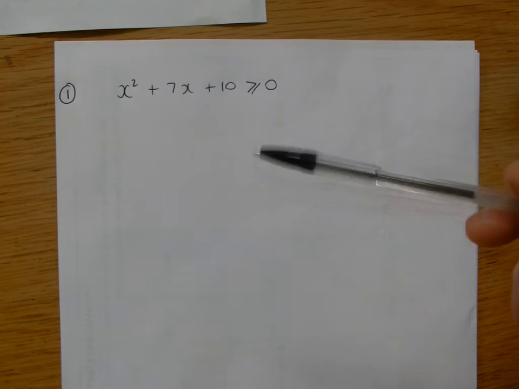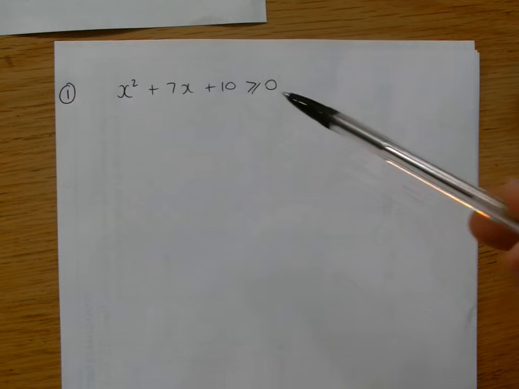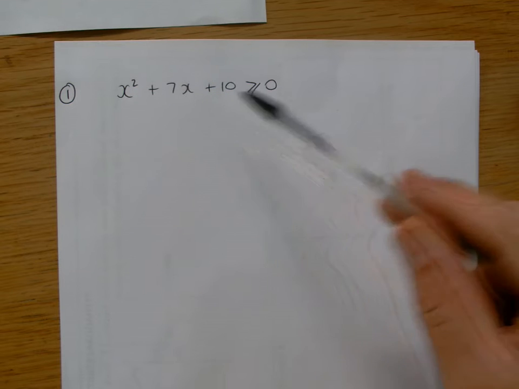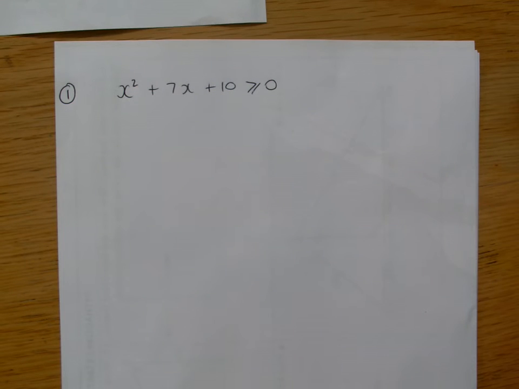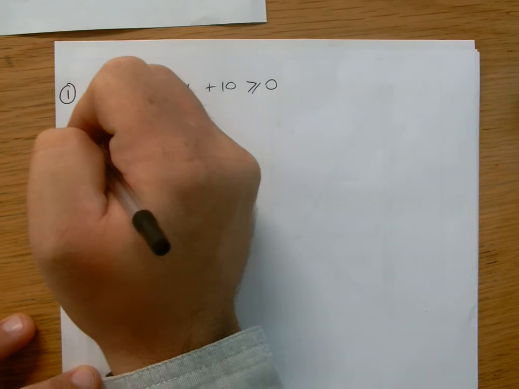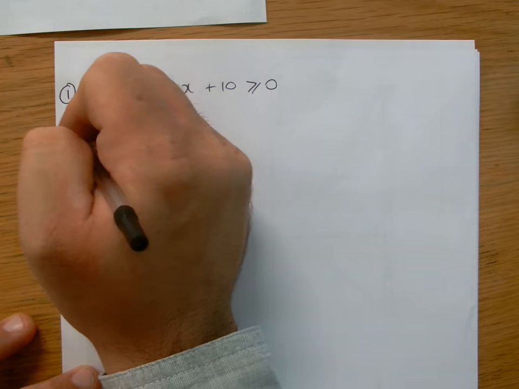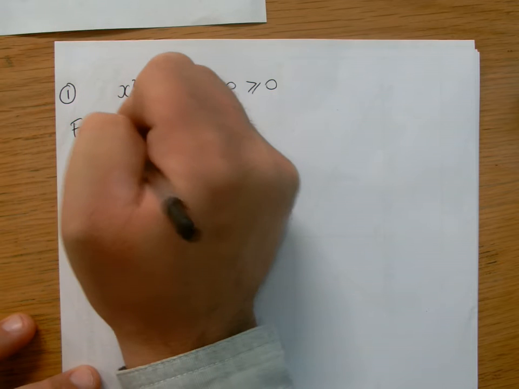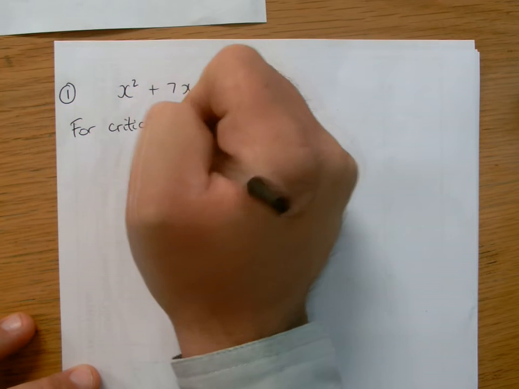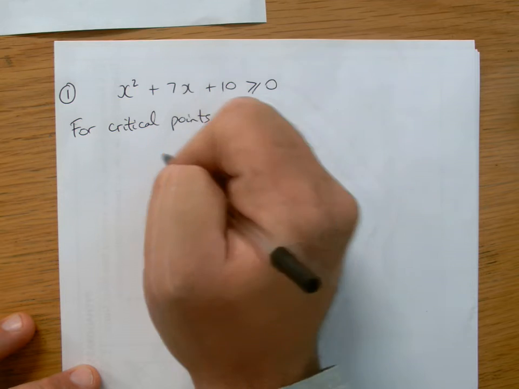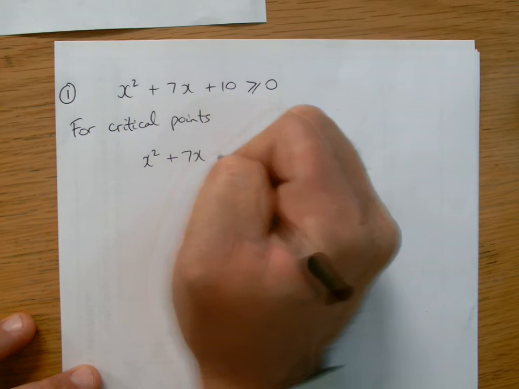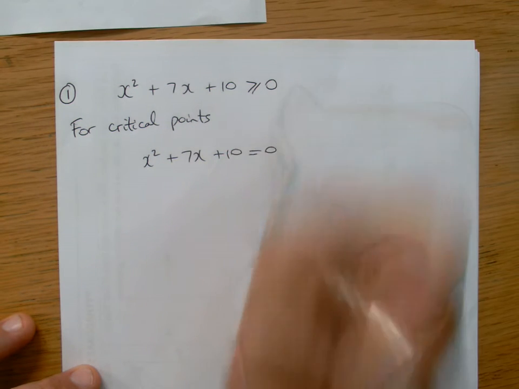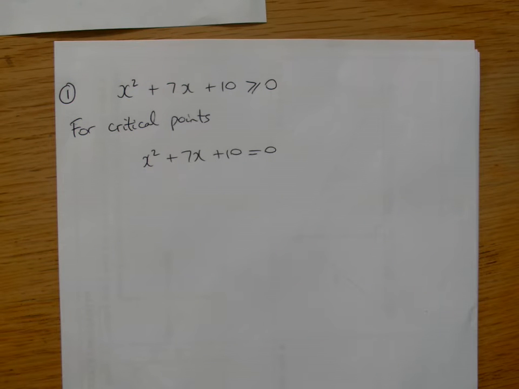Okay, so we need to find a set of values satisfying this inequality. The quadratic function here is greater than or equal to 0. So the first thing we do is consider the critical points. To find the critical points, we set the quadratic equal to 0. We'll look at those points where the curve crosses the x-axis.